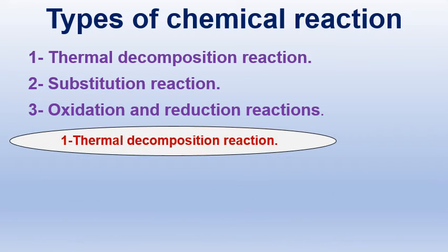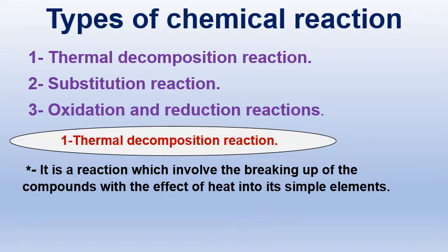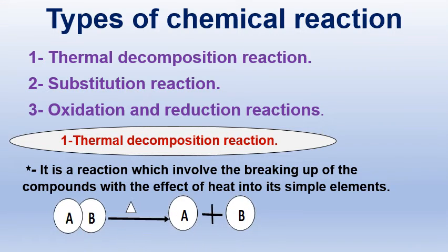Let's go to see the definition. It is the reaction which involves the breaking up of the compounds, or the bonds between the compounds, with the effect of heat into its simple elements. Okay, and this is the general equation of thermal decomposition. Here I have AB. This is a compound, consisting of 2 different elements. You know that compounds consist of 2 or more different elements, and by the effect of heat it decomposes into its elements, which are A plus B.